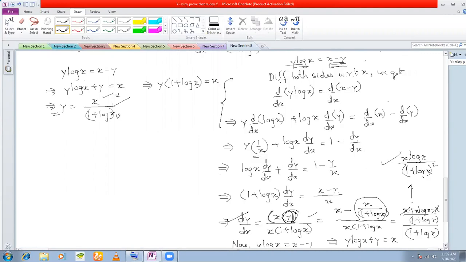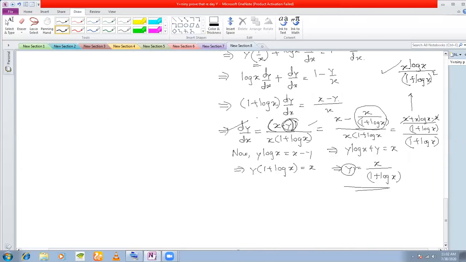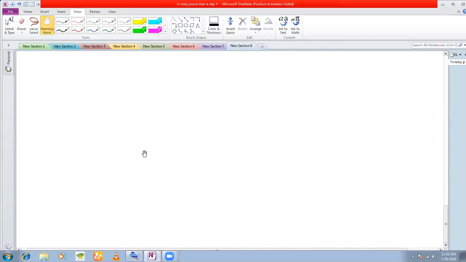Okay, because what we have to prove here is that everything is in terms of x on the right hand side. Isn't it? Is there any y on the right hand side? There is no y. But in dy dx here, I was getting a y, and I had to remove this y. So that is why I substituted the value of y in terms of x. Okay, so moving forward, this is a very important problem.